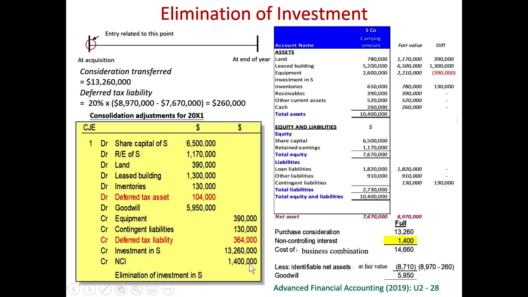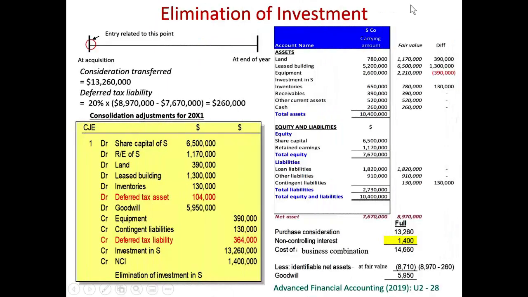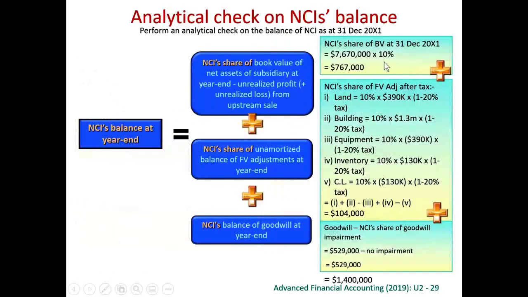NCI can always be analyzed into its 3 components: book value of net asset, fair value adjustments, and the goodwill component. So therefore, we analyze the NCI figures to the book value of the net asset, fair value adjustments, and the goodwill component. Book value of the net asset, from the question, we know that's 7.67 million. NCI can share 10% of the book value of the net asset.